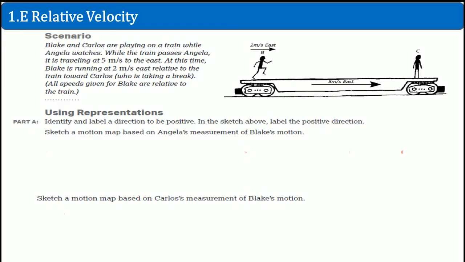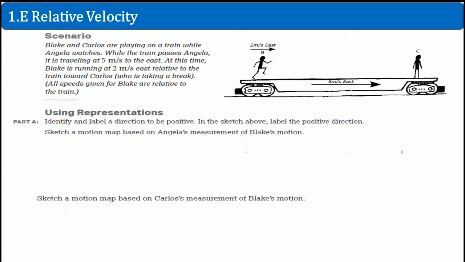Blake and Carlos are playing on a train while Angelica watches. While the train passes, Angelica is traveling at 5 meters per second to the east. At the same time, Blake is running 2 meters per second east relative to the train towards Carlos, who is taking a break. Remember, all speeds given for Blake are relative to the train.